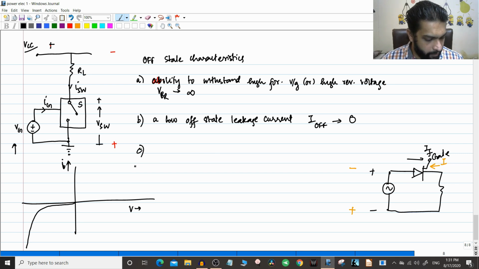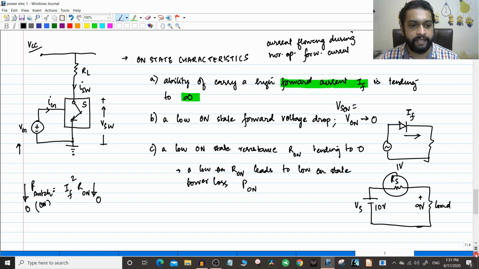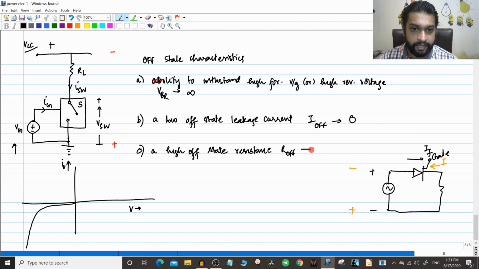See, the third point is that, for on state, what was the resistance? It should be very low, and that means for off state, what should be the resistance? Actually, the resistance should be so high that there is no current or leakage current which flows here. So the on state resistance should be 0, and the off state resistance should be tending to infinity. Okay, so it should have a high off state resistance, R off tending to infinity.